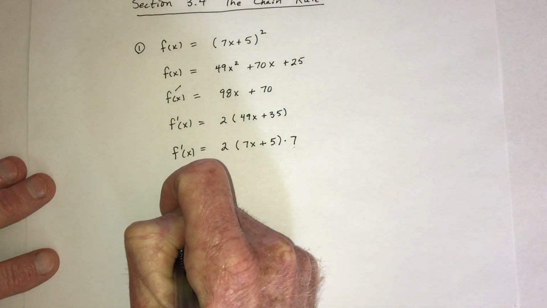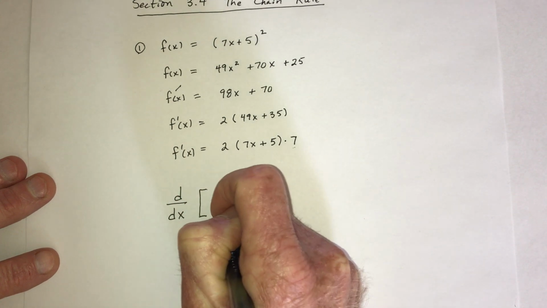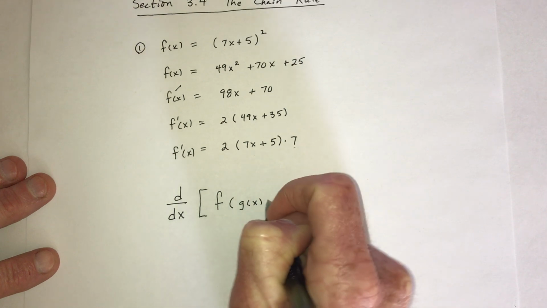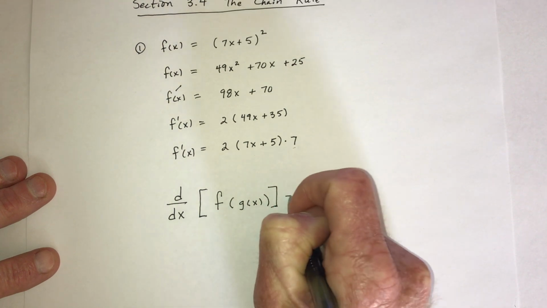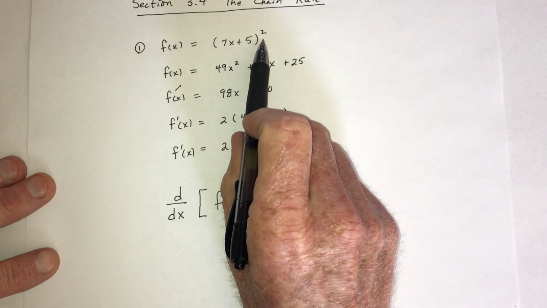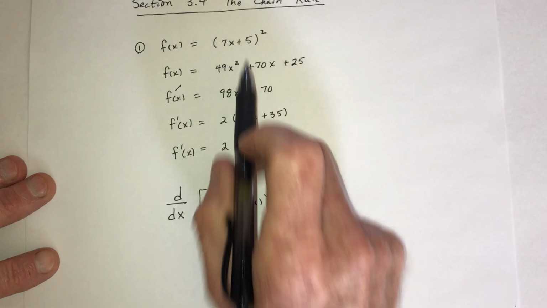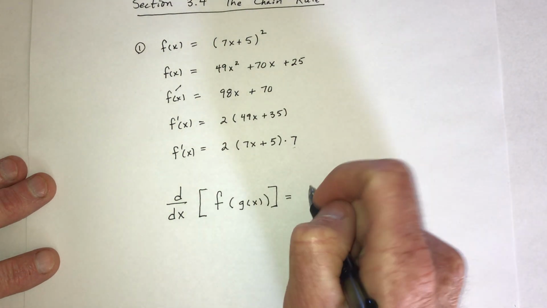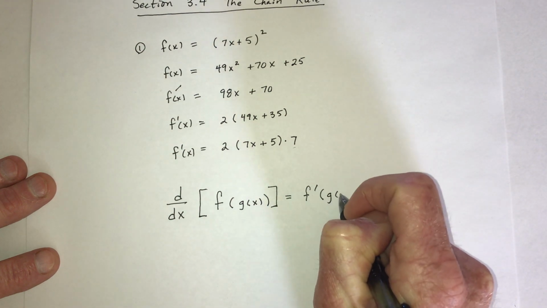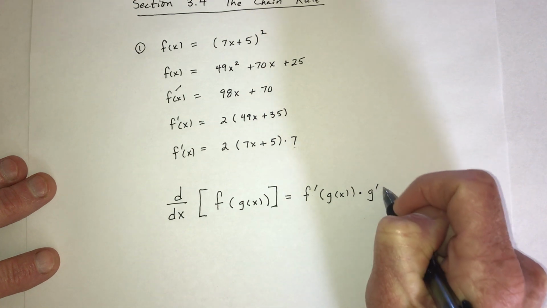So the chain rule basically goes like this. If you're taking the derivative of a function and that one has another function substituted into it, so this would be the square function and this g would be the 7x plus 5, the one that's inside of the parentheses. So you take the derivative of the outside function first and you leave the inside alone. And then you take the derivative of the inside.